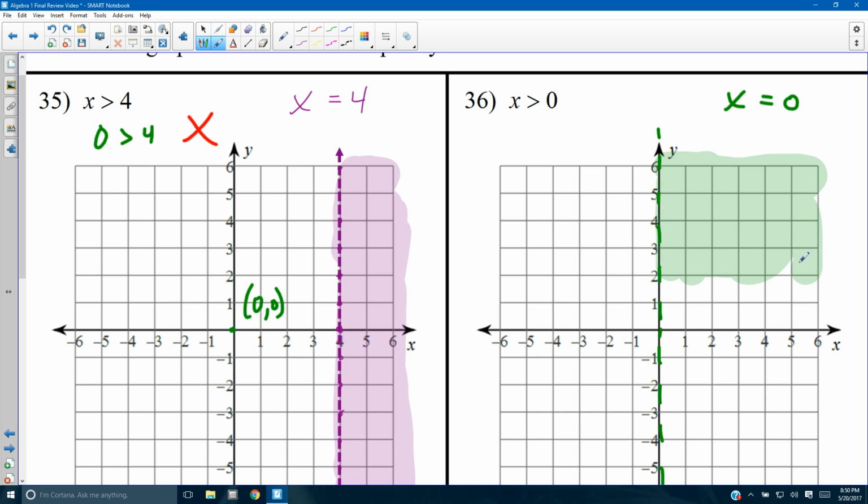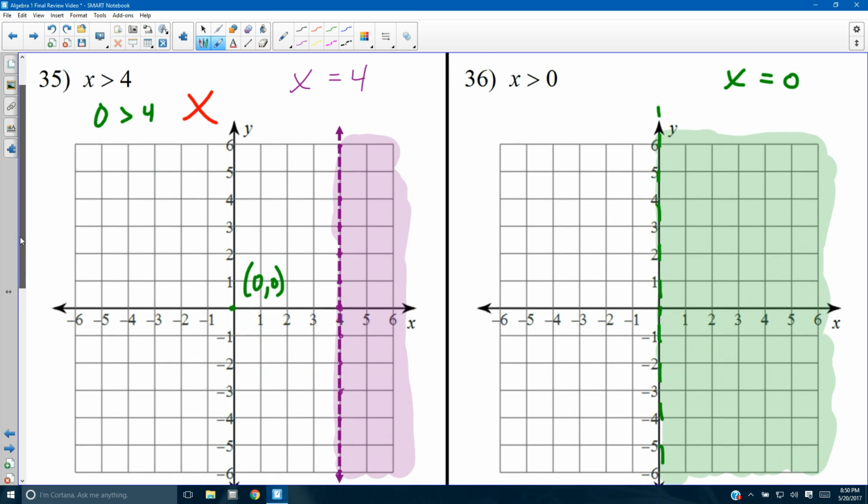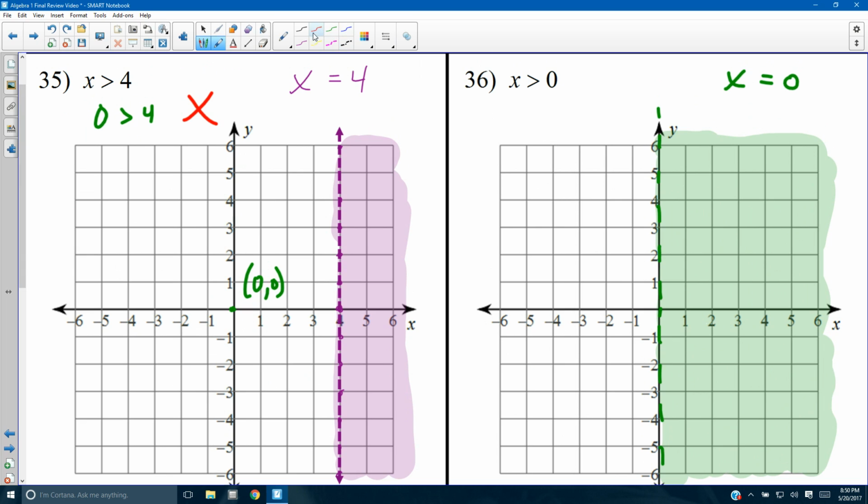Understand the 0, 0 concept, the testing point concept, especially why 0, 0 is normally a pretty decent point to try. But like I said, in this problem here, it doesn't really work out in our favor. But as long as you understand how you're comparing the variable to the expression on the other side, and which variable it is, you'll probably know how to shade as well. That's 35 and 36, shading all done.